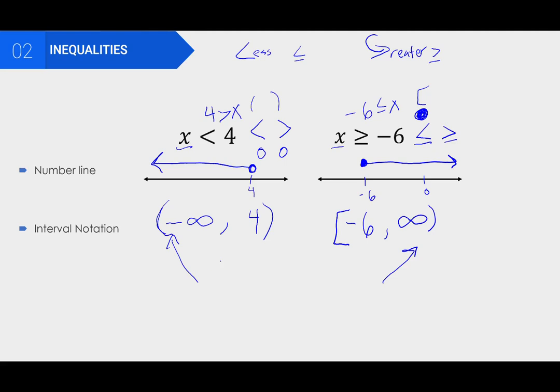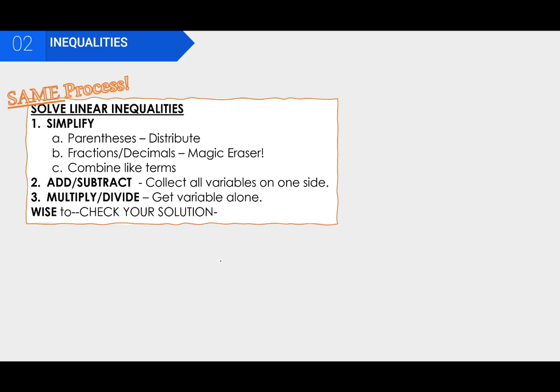All right, now you know how to write it. Let's talk about how to solve it. Surprise! It's the same as solving equations with one small exception that we'll talk about in a minute. So let's go ahead and look at an inequality and follow this process.